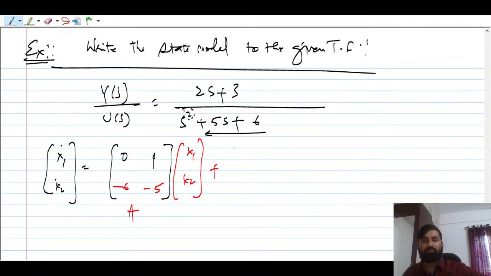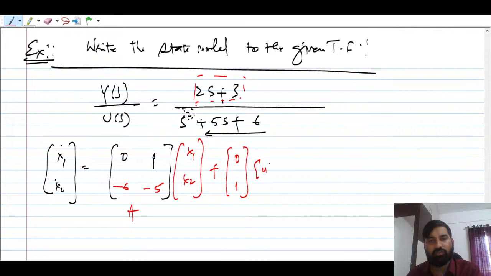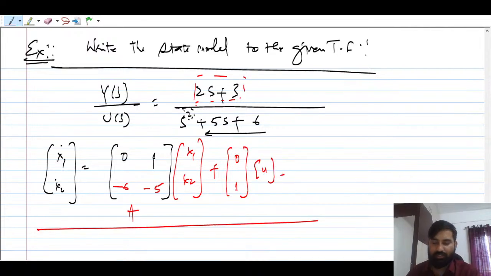Plus, now you have to write for B. So B is going to be what? That is very important to remember. It's very simple. The B matrix you can obtain like this. You see nothing is common in the numerator. If nothing is common, then this B matrix will be 1 0, multiplied by u. If something is common, then you can write it here. That is important.